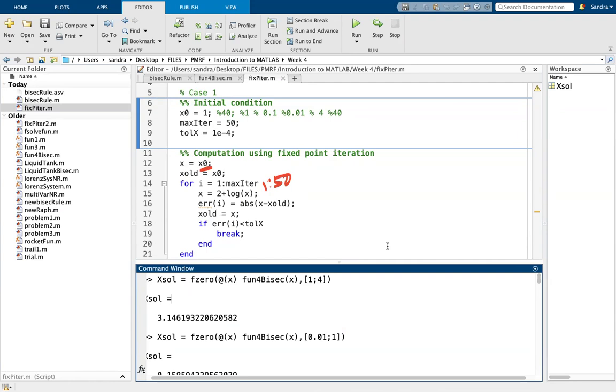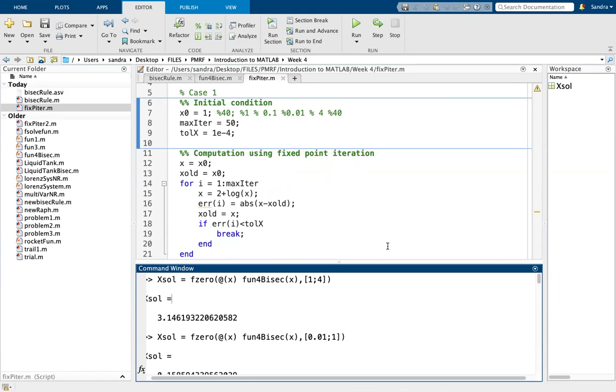Error is nothing but the absolute difference between x and x old. Now you have to reinitialize x old: x old is equal to the new x. This goes on until the error is accumulated. You can also add a break statement. If the error of a particular iteration is less than the tolerance level, you just break. When you put break inside a for loop, it will break the entire loop. It will come out of the for loop.